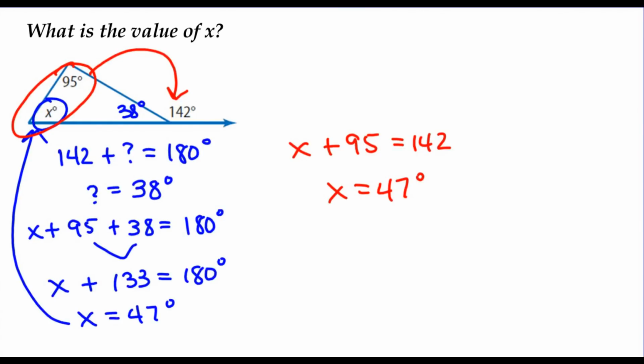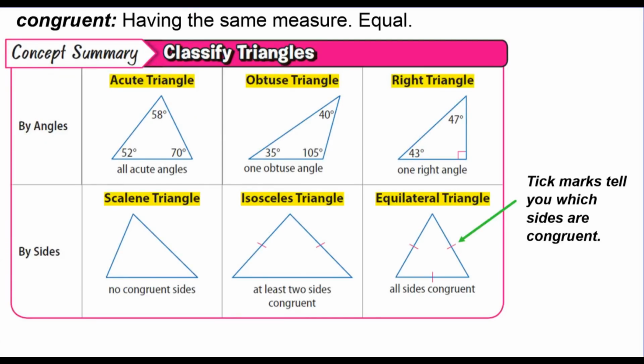So that's all we're going to talk about when it comes to the angles in a triangle. Now we're going to talk about how to classify a triangle or how to name a triangle. There are many different types of triangles. So we've got a word here, congruent. We've mentioned that before. And congruent means having the same measure or equal. So we can classify triangles in two major ways. We can classify them by their angles, or we can classify them by their sides.